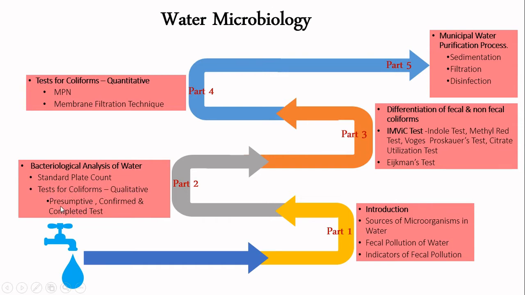The qualitative tests for coliforms include presumptive test, confirmed test, and completed test. The third part was on the tests that are used for the differentiation of fecal and non-fecal coliforms. In that we have discussed the Eijkman test and Eijkman's test. In this part, we are going to discuss the quantitative tests for the coliforms, that is, the tests that are used for the quantitative estimation of coliforms in the water sample.